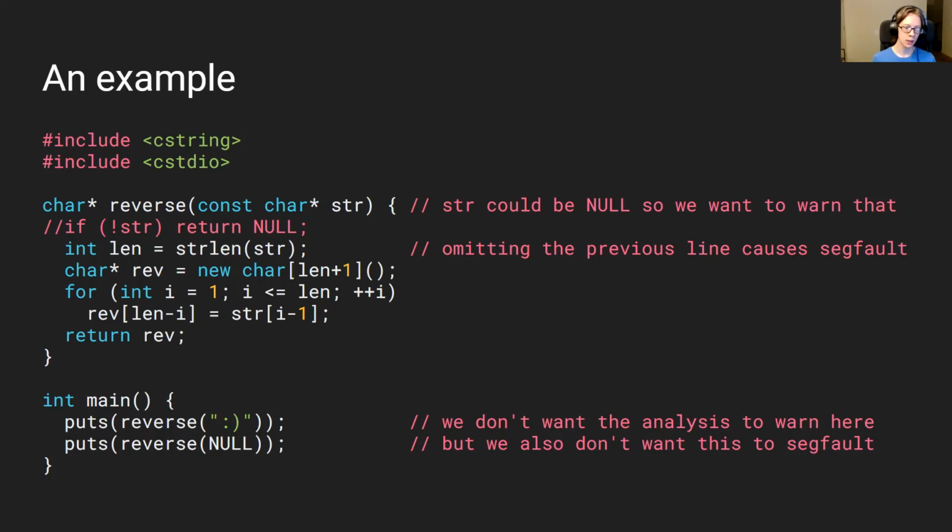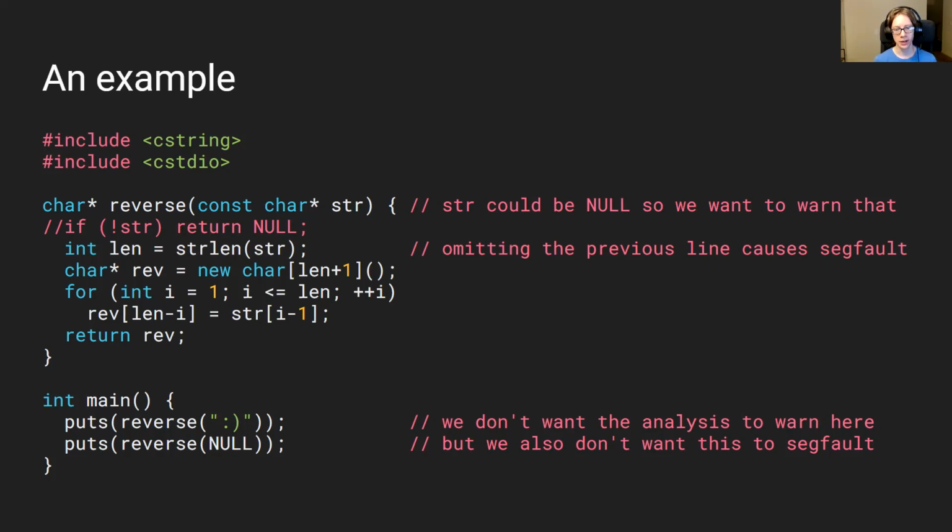But on the other hand, a naive static analysis would say, okay, so reverse can return null or non-null. So then when you pass it to puts, I see that it could be null, so I should give you a static warning, right? But we really don't want that to happen in the case where we're passing in smiley face, because we know that smiley face is non-null. That would be a false positive.